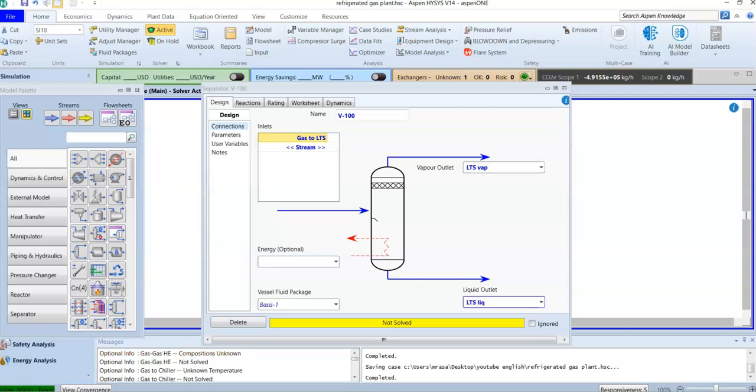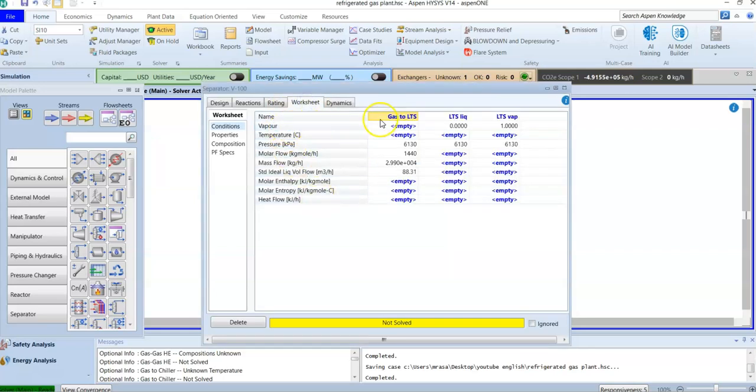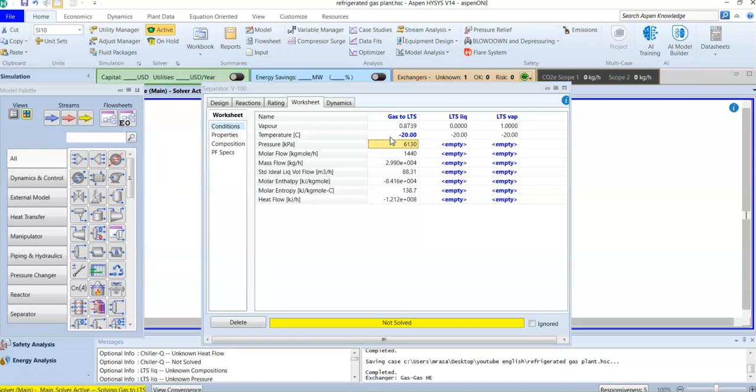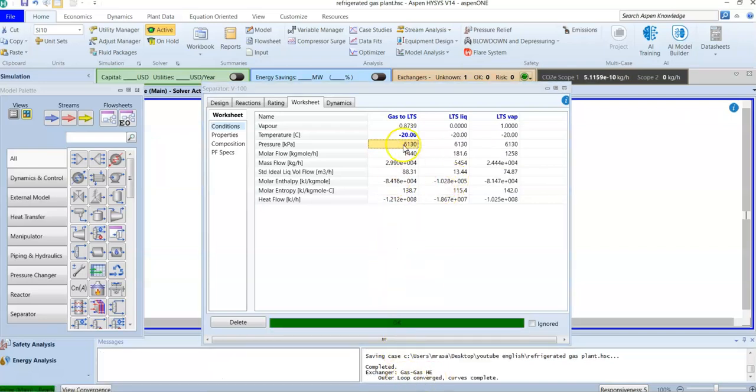So the connections, the inlet and the outlet, are enough for the separator to be solved. But in this case, because my main stream, which is the inlet stream, is not defined, my LTS separator will not be solved. So we have added the connection and it's still not working, because some information is not defined. Now I have information about the gas to LTS: the temperature is negative 20 degrees Celsius. If I add this information, it will calculate and then it is converged.